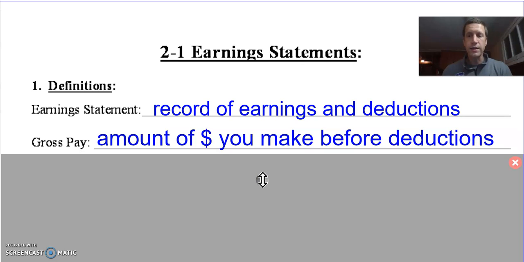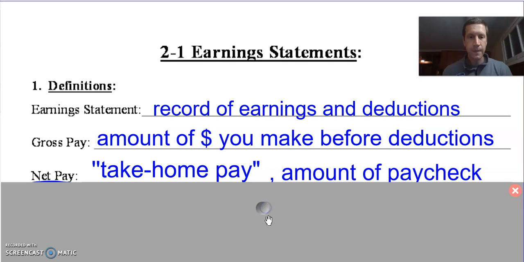So your gross pay, this is everything that we've been calculating so far. We've been calling it total pay, but gross pay is the amount of money you make before any deductions come out. And that word deductions means like money that's being subtracted. So we'll see a couple types of deductions here in a second.